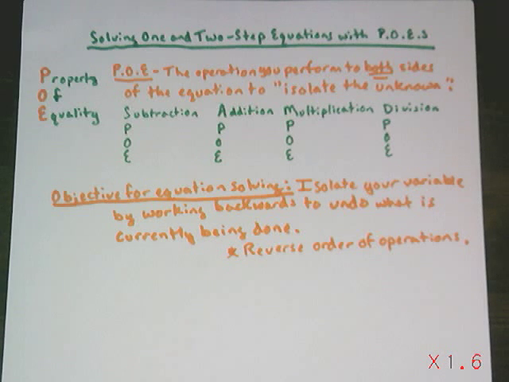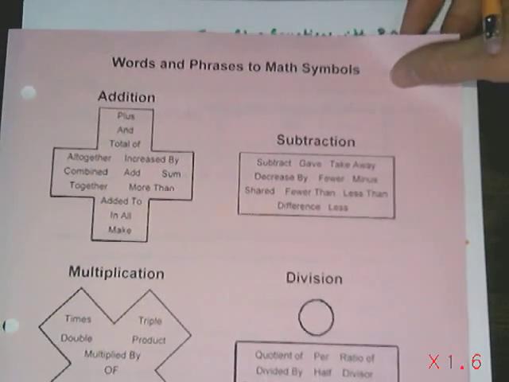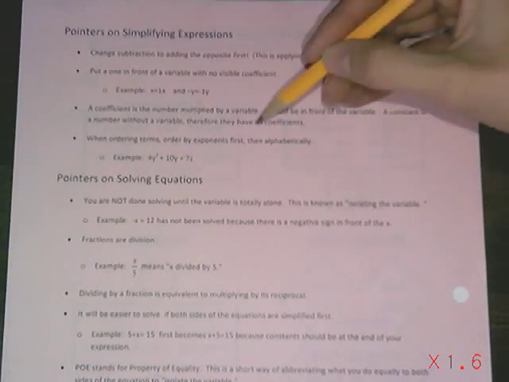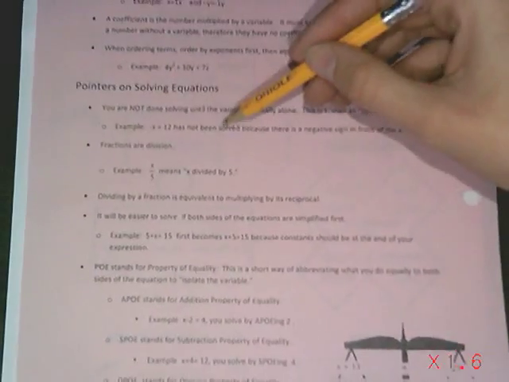For equation solving, our objective is to isolate our variable by working backwards to undo what is currently happening to it. When these get more complicated, just think we're doing reverse order of operations. We're unpackaging things. So what you're going to use in addition to these notes to help you from here on out is the pink sheets, translating verbal phrases. On the reverse of this, there are a lot of tips to help yourself. If you're having trouble with CLT, take a look at it. This is good stuff to keep in mind when you're thinking about equations.